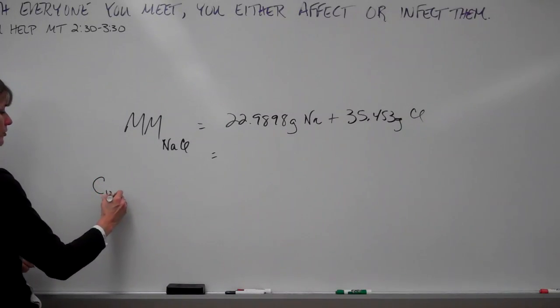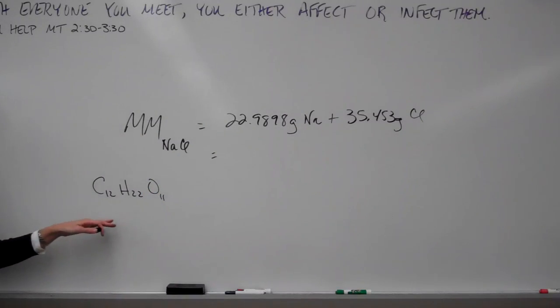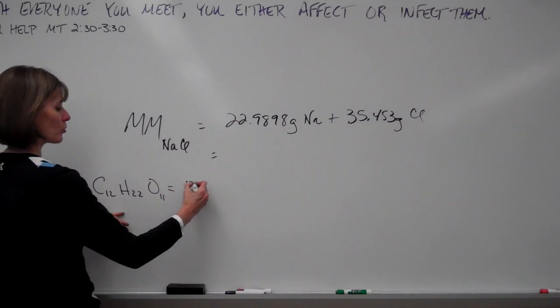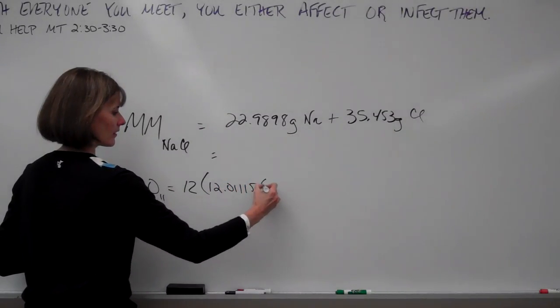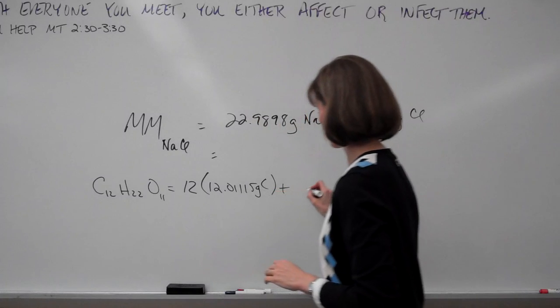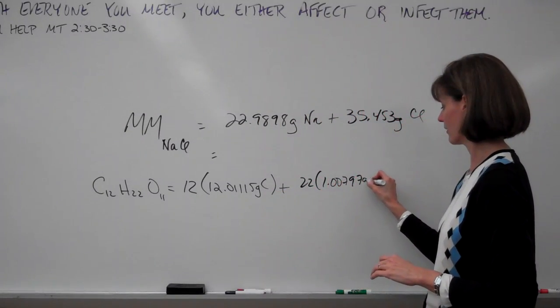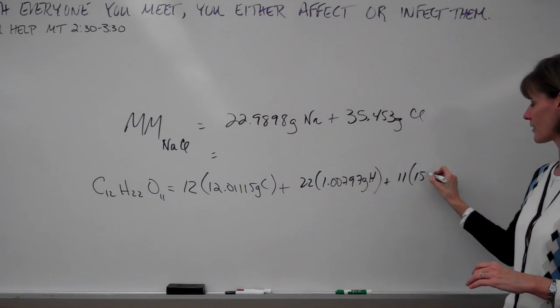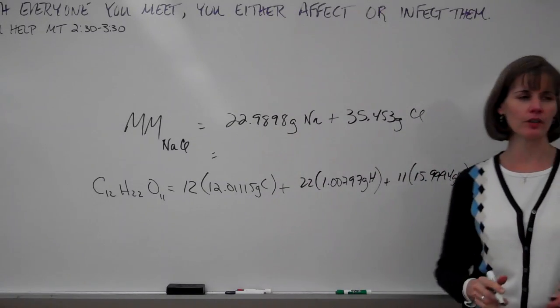I gave you sucrose, C12H22O11. Multiply the things by... We take 12 atoms of carbon times its mass and add that to 22 times the mass of hydrogen and add that to 11 times the mass of oxygen, and we get 348-ish.